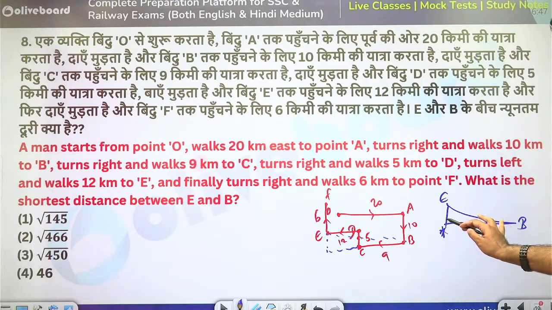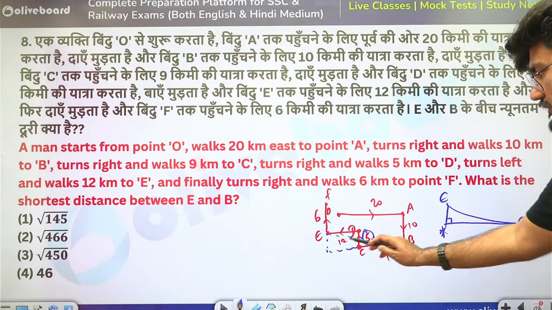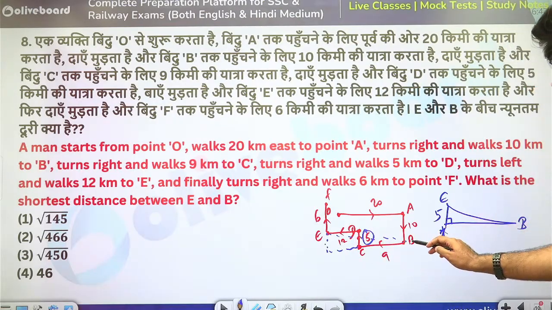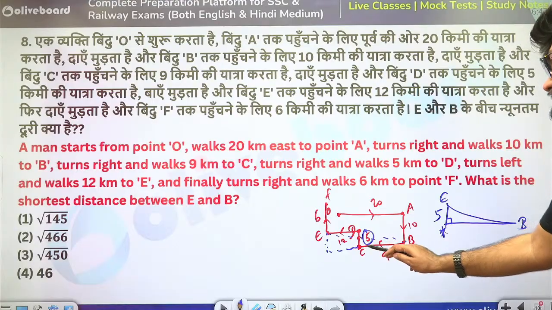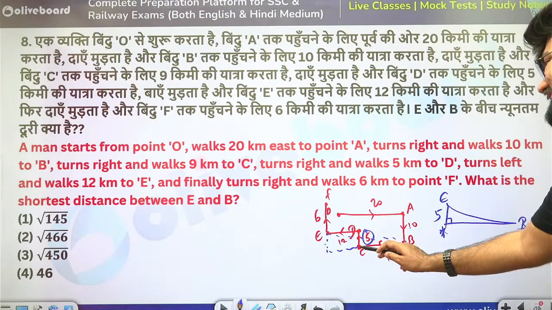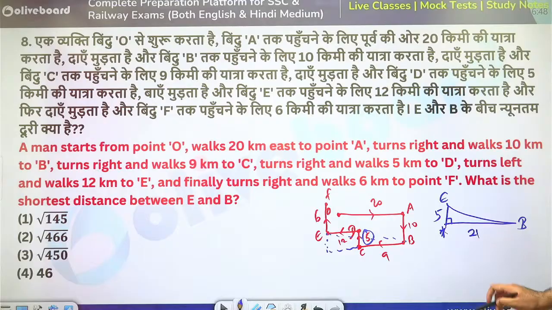Now, we need to find this out. This is a right angle triangle. We need to find EB. So what is this distance? If this is 5, this also has to be 5. So this is 5. And this is 9. This is 9 and this is 12. So this is 21. So what is this?